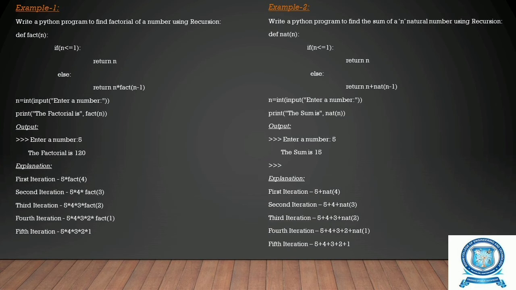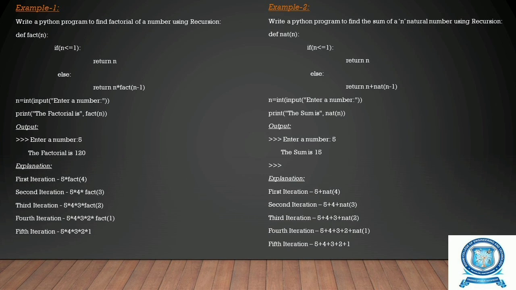The factorial program we have already explained in the concept of recursion. Since the factorial function is called again and again, this is an example of recursion. Define fact of n. First, the n value is checked whether it is less than or equal to 1. If it is, then we return the same value, that is n's value. Otherwise, we calculate and return n into fact of n minus 1. I have already explained this in previous examples, so you can easily remember it.